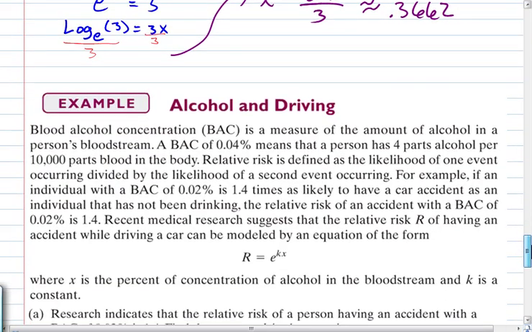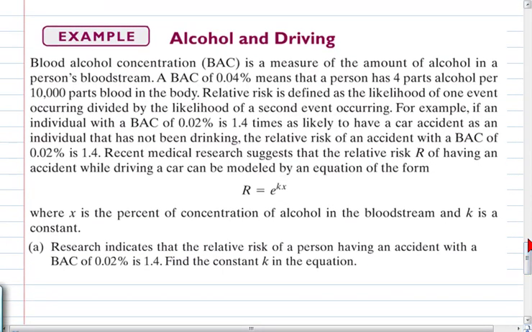Now, we can use logs in the real world to model situations, and one of the ways we use it is by using a decay type thing. Alcohol and drugs leave your body through an exponential process. Blood alcohol concentration, BAC, is a measure of the amount of alcohol in a person's bloodstream. A BAC of 0.04 means that a person has 4 parts of alcohol per 10,000 parts of blood in the body.